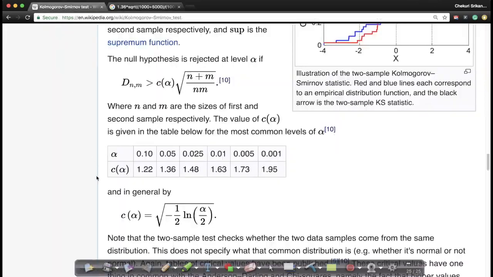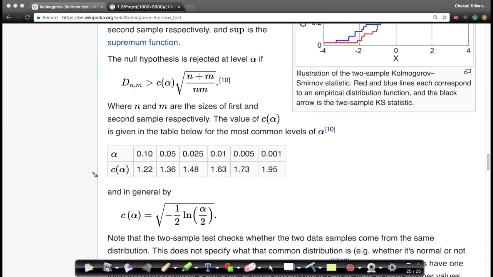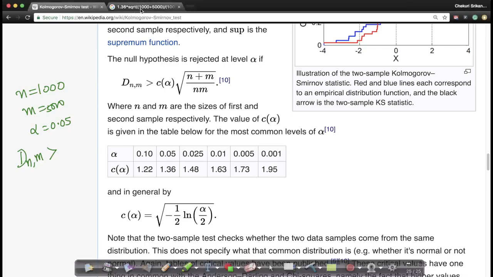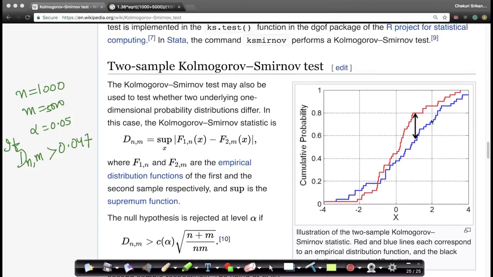So going back to our case here, the value that we just got is 0.047. Let's say that n was 1000 and m was 5000, and my alpha is 0.05, that is, I want a significance level of 5%, or a p-value of about 5%. Then if my dnm, the maximal gap between my two CDFs, is greater than 0.047, you reject your null hypothesis at 5% significance level.